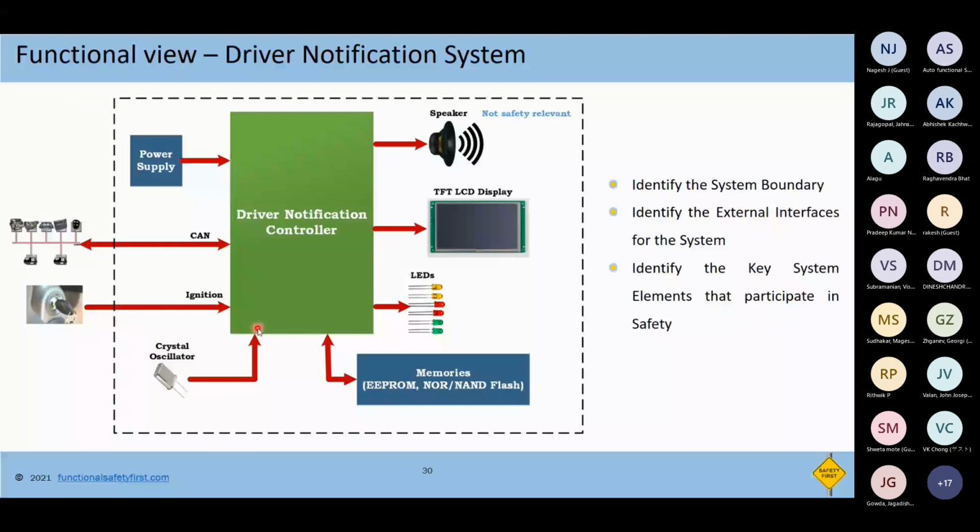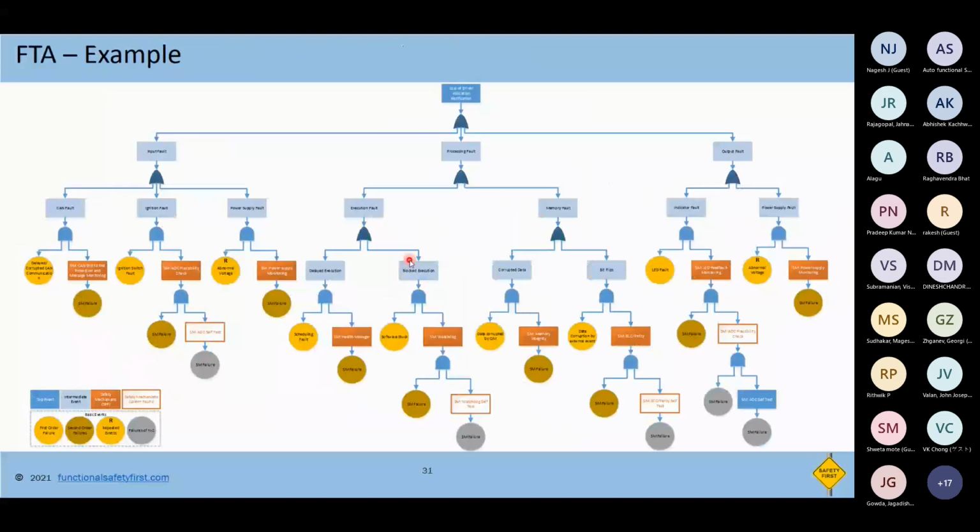we just took one use case, which is loss of driver indication notification, which is our top event, and we need to assess those failure modes which result in the top event. So here I just marked some legends to understand how we classify each and every notation. You can refer to this and understand it in detail.